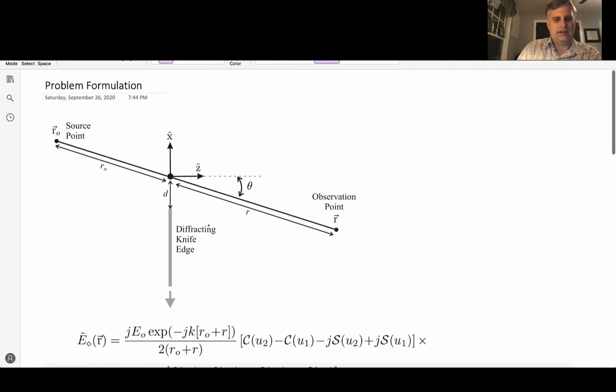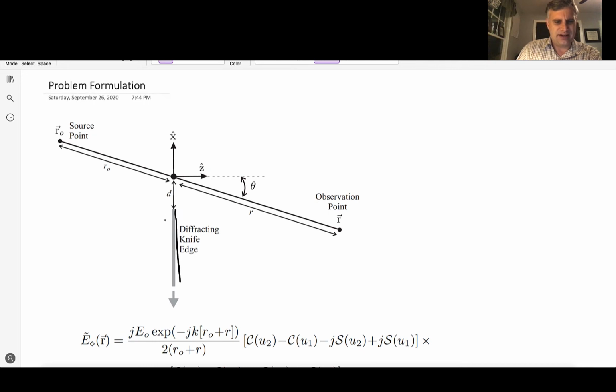Okay, here's our problem. Here's our coordinate system. This is now looking at the infinite half plane from the side. Call this a diffracting knife edge. It's an infinitely thin, perfectly blocking material. Kind of like a sheet of aluminum foil, and you had either light or radio waves coming electromagnetically close to the edge. What would happen?